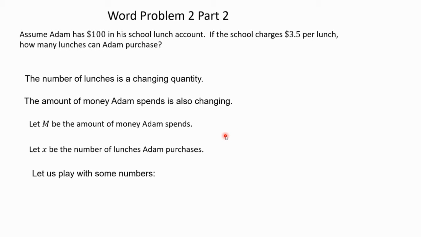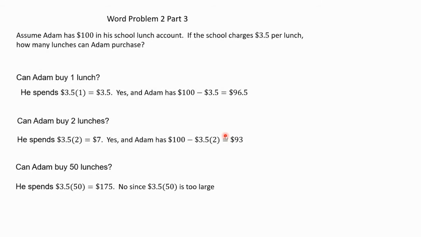Good. Okay, well, it may not be obvious how we're going to approach this. Well, let's play around with some numbers to see what's going on. So, can Adam buy one lunch? Well, one lunch costs $3.50. He could definitely buy that, right? He has $100. And how much does he spend? $100 minus $3.50, which is $96.50 he has left over. So yeah, he could definitely afford one lunch.